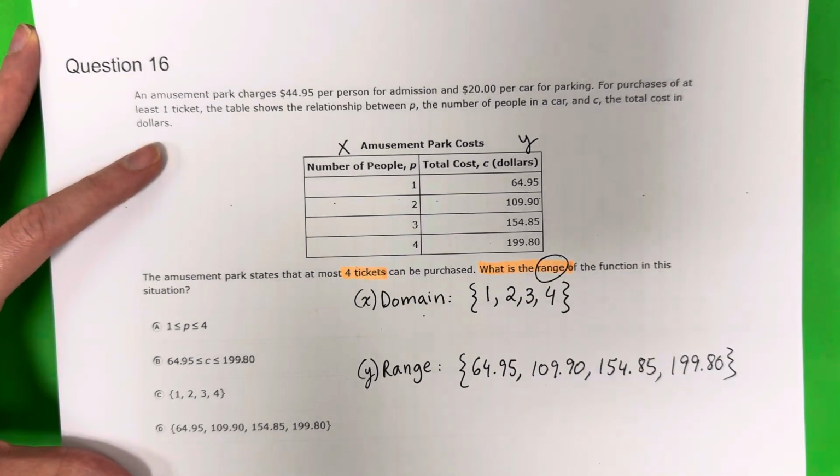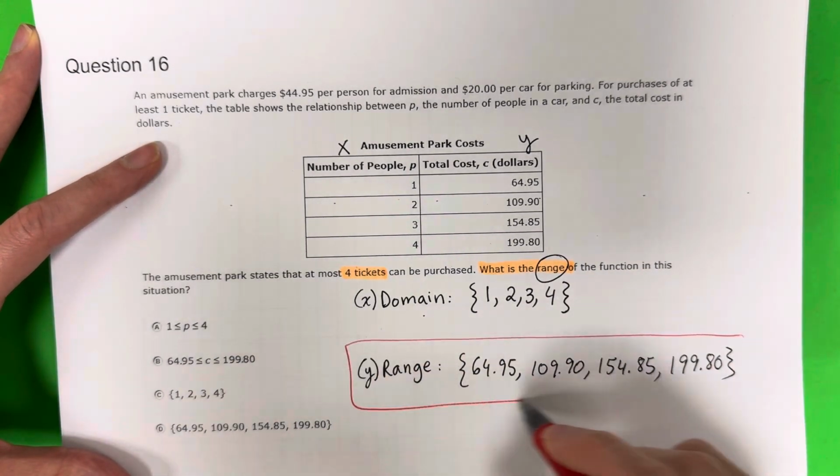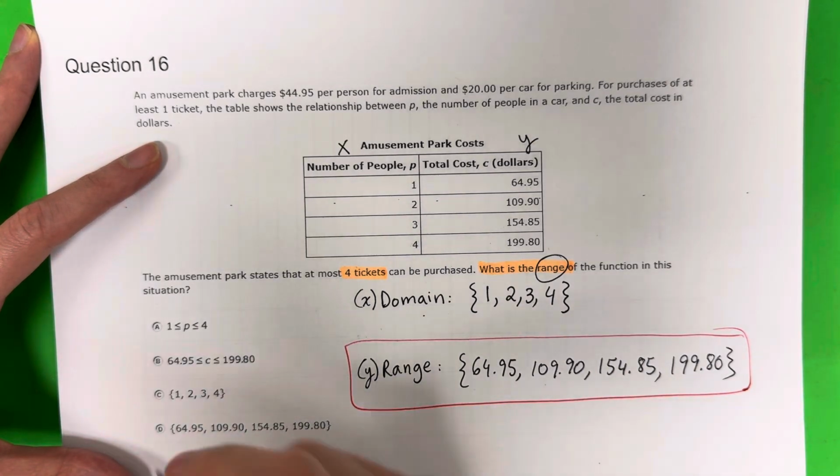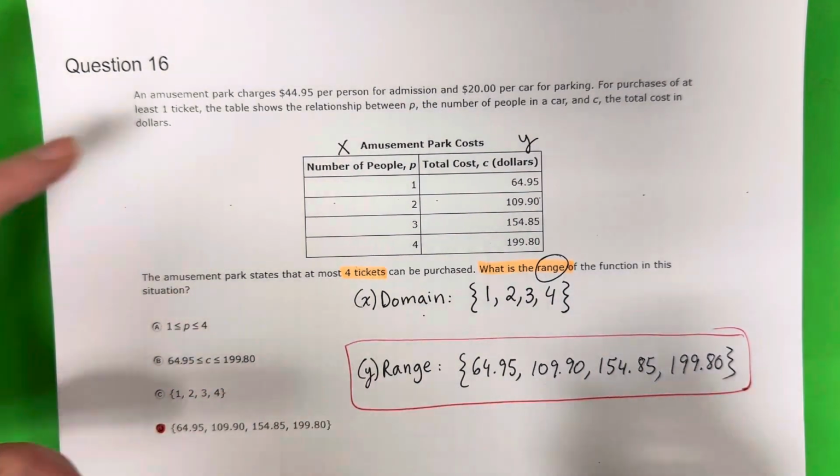Anyways, they just wanted the range. So which one is the range? That would be this one right over here. So my answer would be D, right?